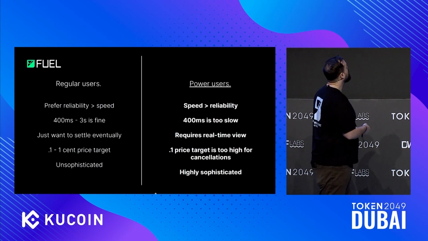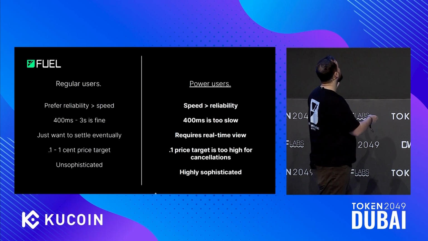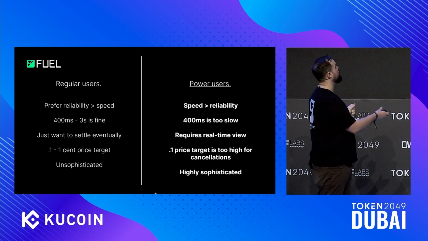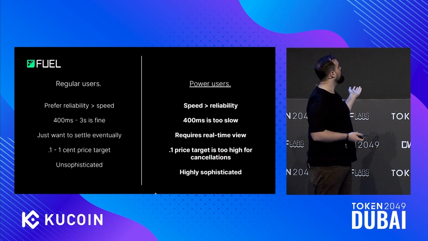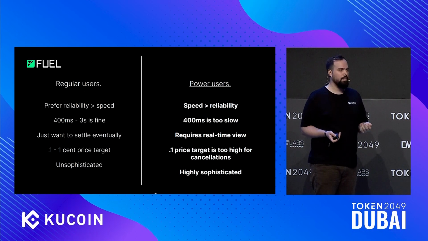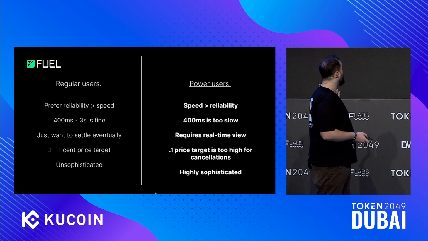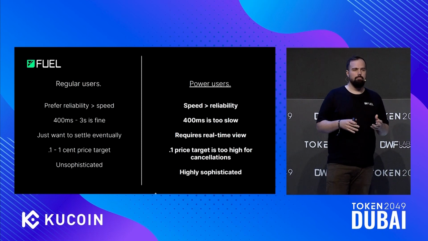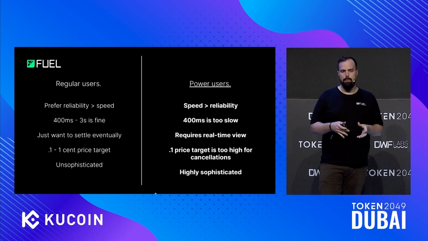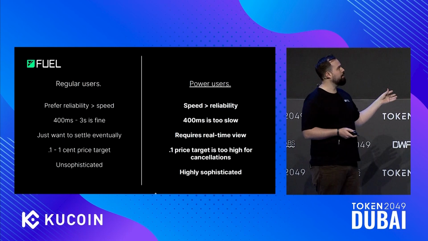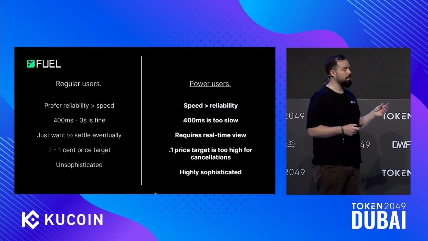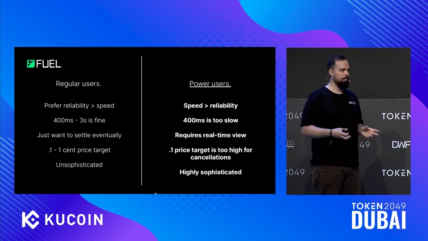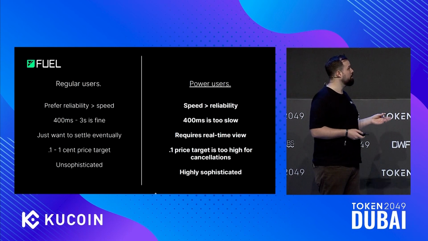So if we look at the two different kinds of users, regular users versus power users, regular users don't really care. So 400 milliseconds to 3 seconds doesn't really matter. A 0.1 to 1 cent price target, all that doesn't really matter. They're not particularly sophisticated. Most of these regular users don't really care. But for the power users, they need a lot faster speed to be able to get all the work that they want to do done.